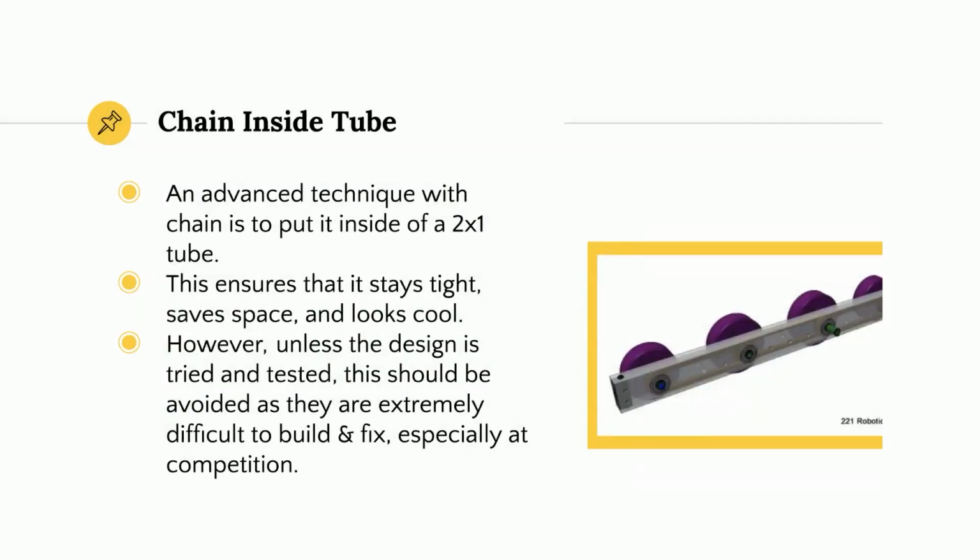We also have chain inside tube. This is an advanced technique with chain, is to put it inside of 2x1 tube. This ensures that it stays tight, saves space, and looks cool. However, unless the design is tried and tested, which means someone else than you made it most likely, this should be avoided as they are extremely difficult to build and fix, especially at competition. So on this right, you can see an example of it. These are very commonly used in old style drivetrains before swerve drive became a thing.